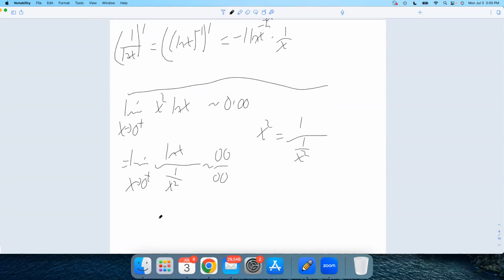And I'll let you work this out on your own. The answer is going to be 0. This guy's easy to take a derivative of, and he gives you a 1 over x. This guy's easy to take a derivative of, and then do a little keep change flip, and you're done.